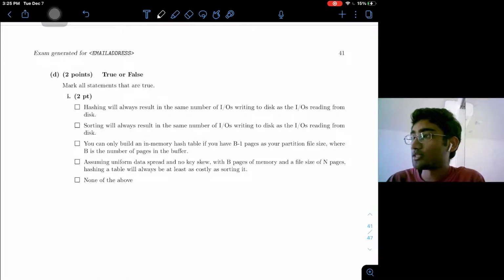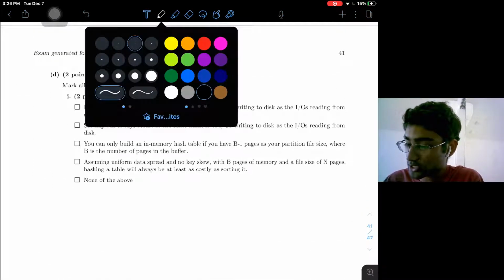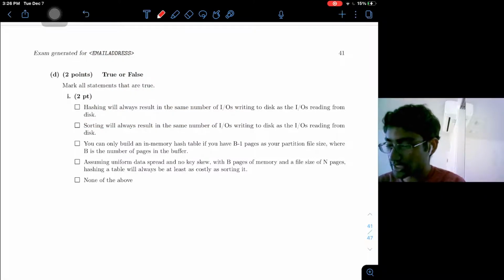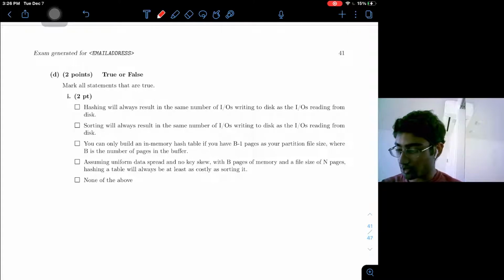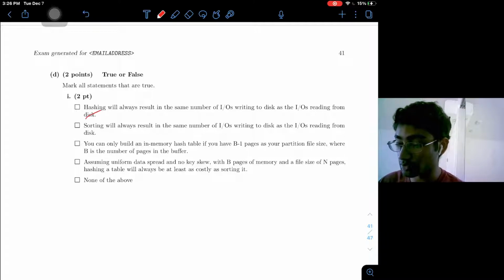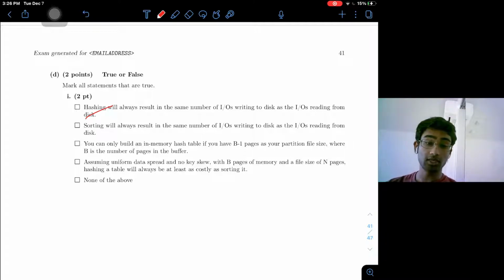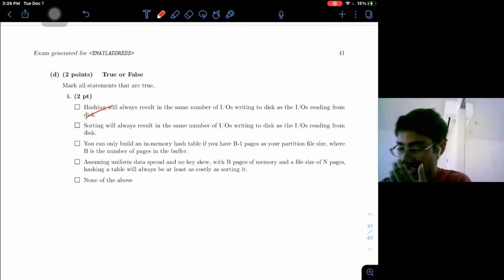So now let's look at part D, which is a true or false section. So mark all statements that are true. The first statement is hashing will always result in the same number of IOs writing to disk as the IOs reading from disk. We just went over this. This is not true, right? If the number of partitions is an uneven number that doesn't evenly divide n, then we're going to end up having to round the number of IOs per partition because there's no such thing as a partial page, right, or a partial IO. And so you can actually have more IOs writing to disk than IOs reading from disk in hashing.